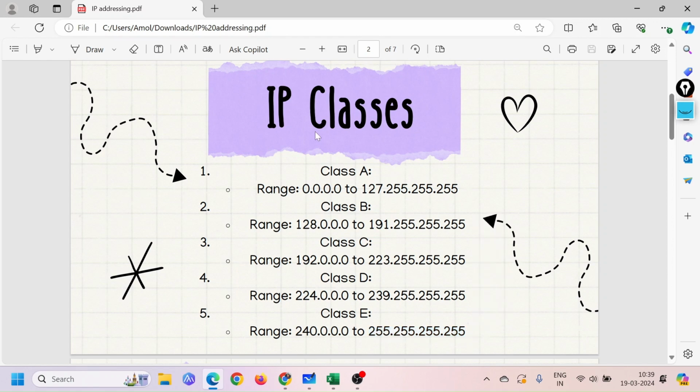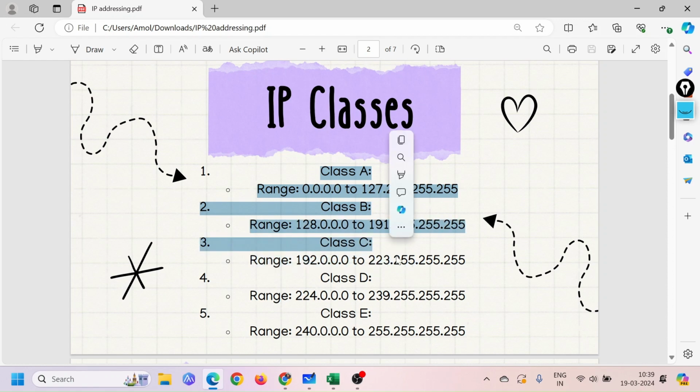Among these values, the IP addresses are distributed into classes. Generally, class A, class B, and class C are the ones we use as retail customers. Everyone can use these first three classes: class A, class B, and class C.